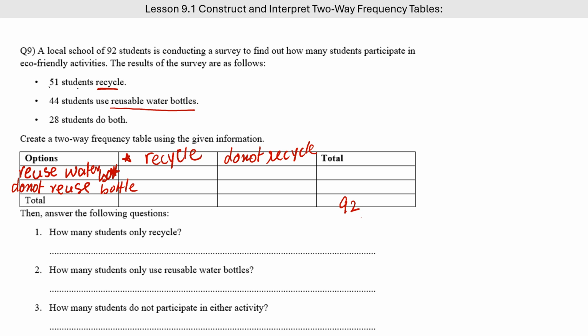51 students recycle. So what is the total of the students? Here 51. 44 students use reusable water bottles. Where is the total of reused water bottles? Here. That is 44. 28 students do recycling and reusable water. So recycle and reuse, it will be 28. Now solve it. So if total is given, I have to subtract. It means 44 minus 28. So it gives 16.